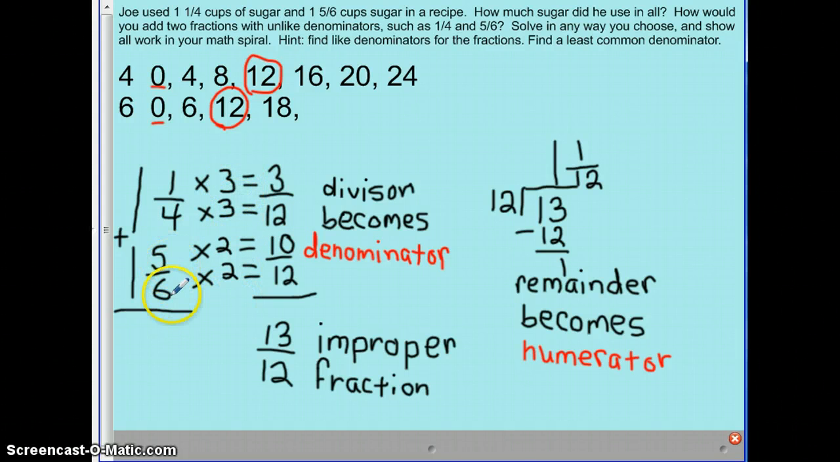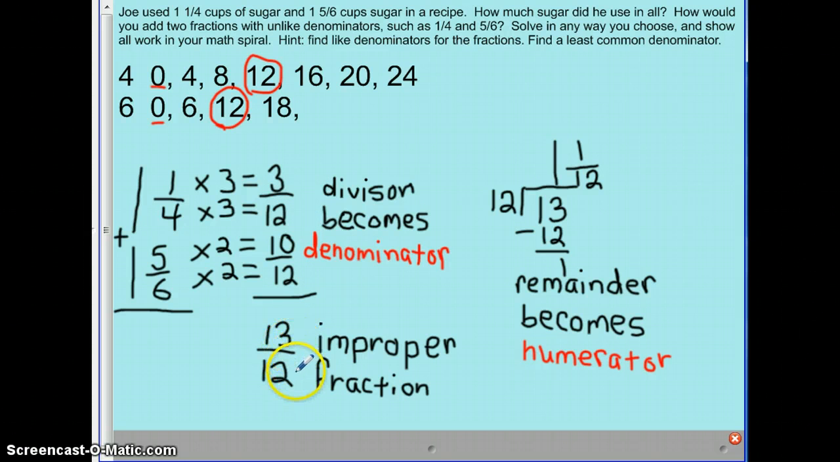Then I have 5/6. I write the 6 across from the 12 because they're denominators. And 6 times what gives me 12? Well, the answer is 2, so I multiply my denominator and numerator by 2. Now, I end up with 3/12 and 10/12. I add them. Oh no, 13/12.